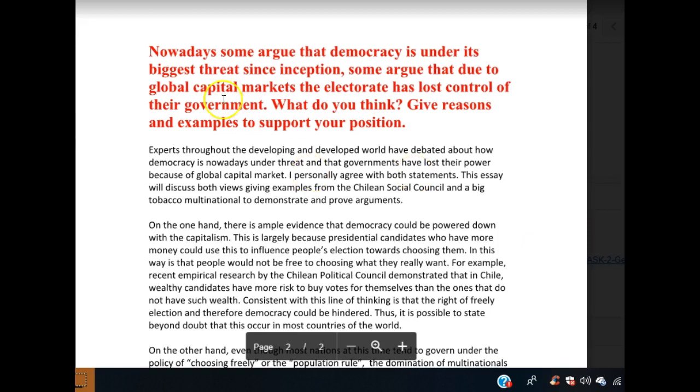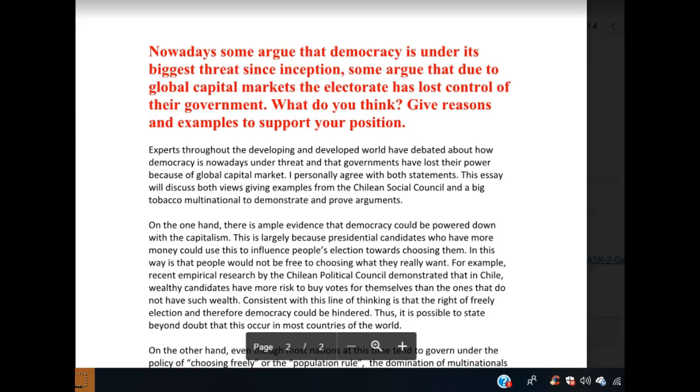Now, careful with this. You're pretty much using exactly the language that was used in the prompt. You've just changed a couple of verbs around, but other than that, it's exactly what's written in the prompt. So do try to take some risks, change it up a bit. Okay. I personally agree with both statements.